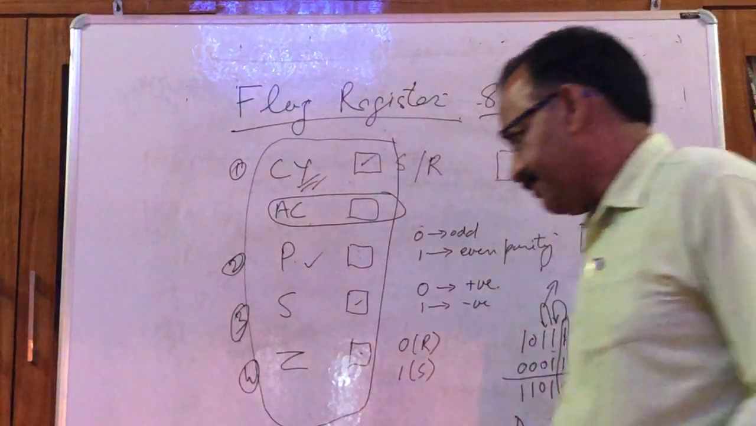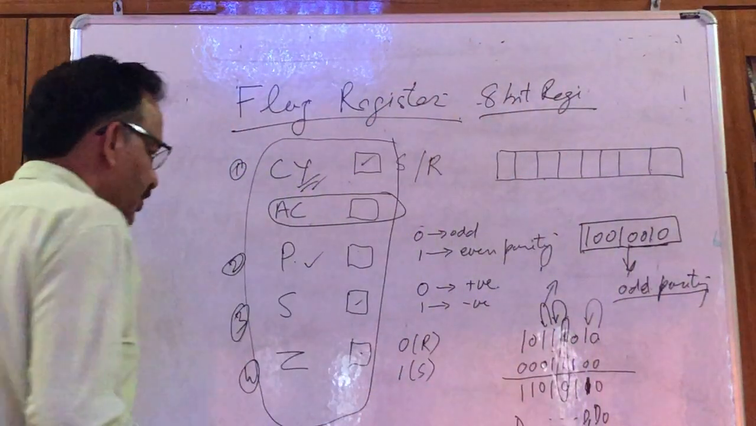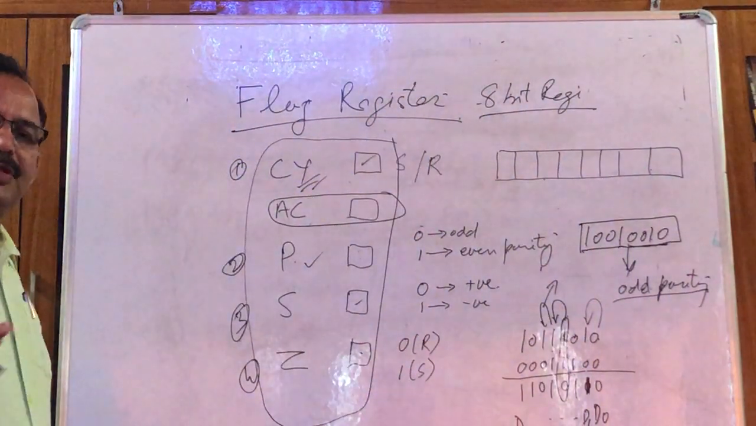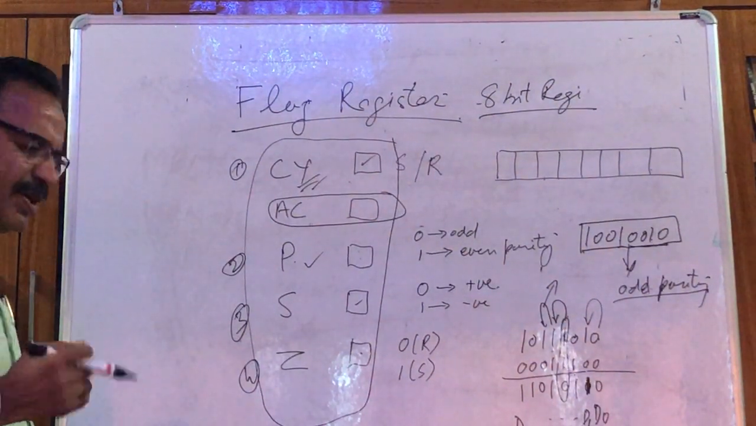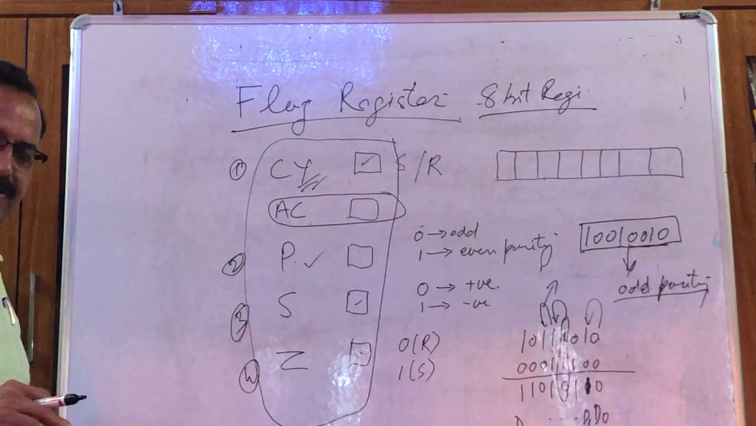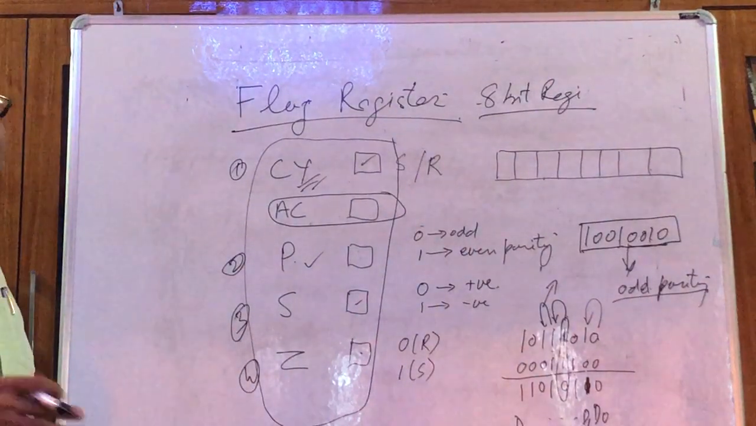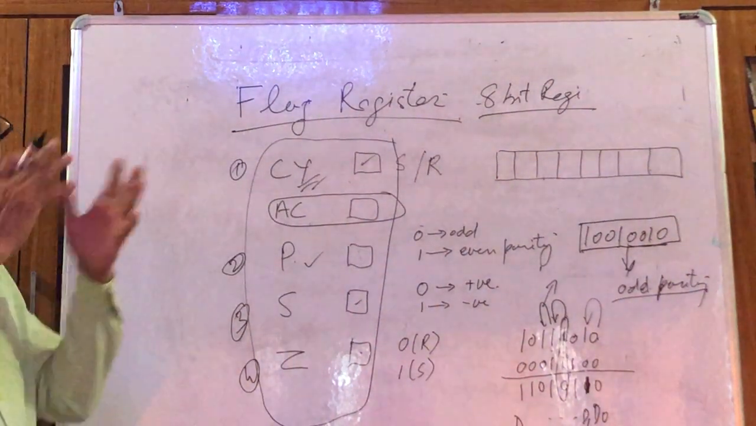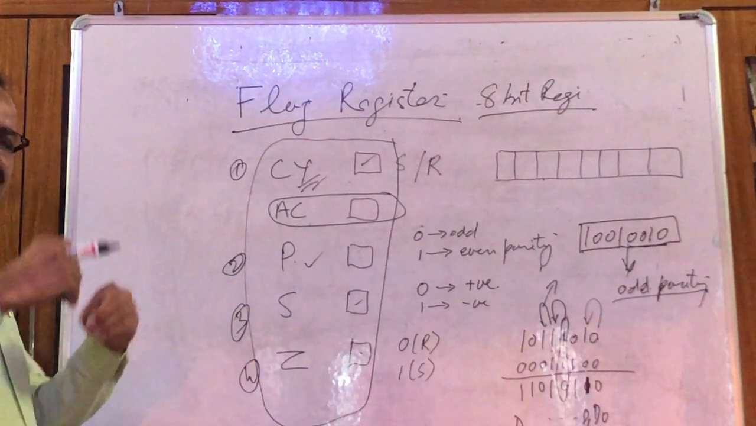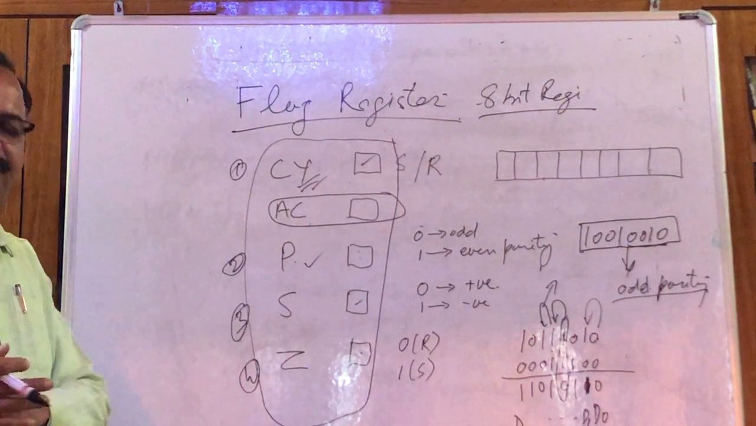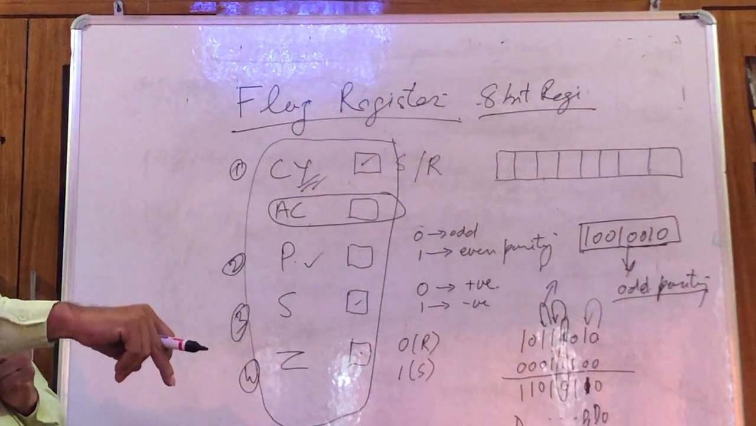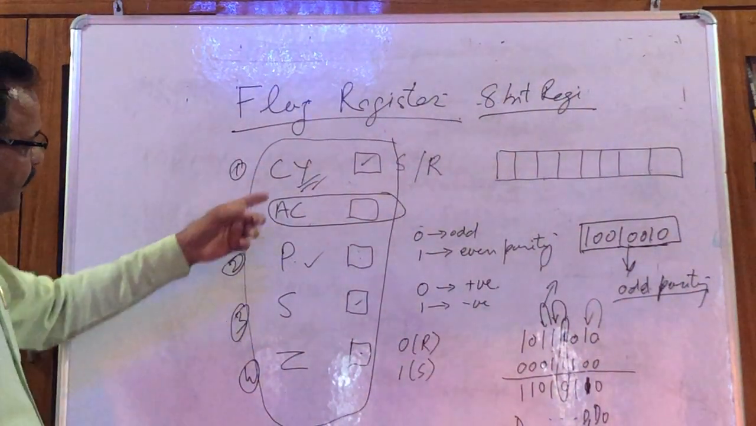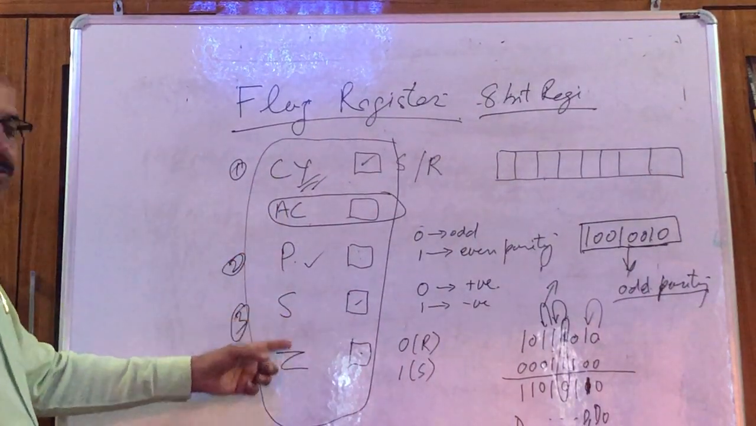For example, though we will discuss it later on. For example, for jump operation, everybody of you knows jump operation. If it is conditional jump operation, in general what we call is an if-then statement, where we put up a condition, and if the condition is true, then and then only the jump operation will perform. So those conditions in that jump operation are based on these four flags.